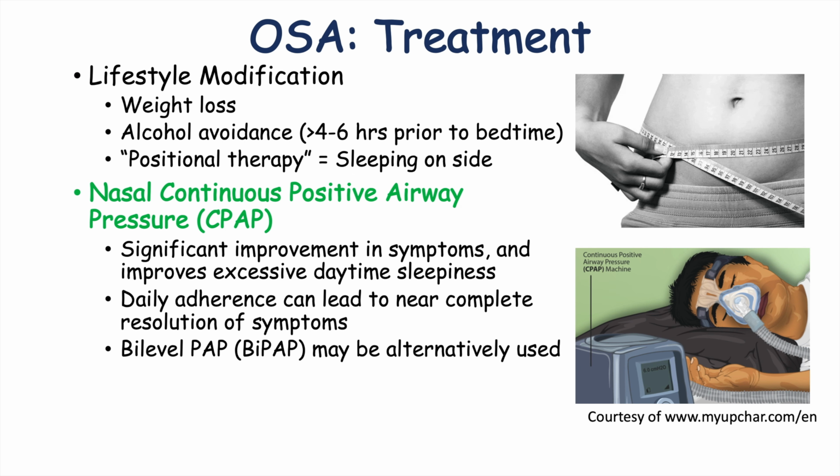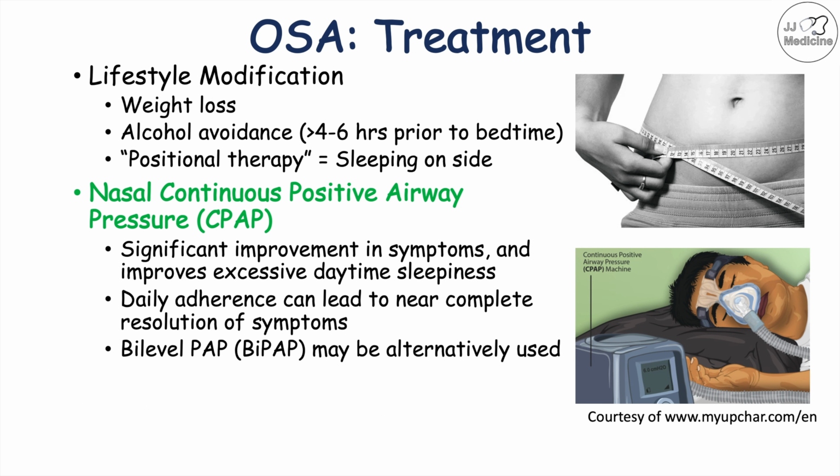In some cases, instead of a CPAP, a bi-level positive airway pressure or BiPAP may be alternatively used as well. Now, nasal CPAP is going to be the first line treatment. We mentioned that obstructive sleep apnea leads to many different signs and symptoms, but most importantly, it increases the risk for very detrimental health conditions as a patient continues to have obstructive sleep apnea. So it's going to be important to treat it. So nasal CPAP is going to be the mainstay of treatment here.